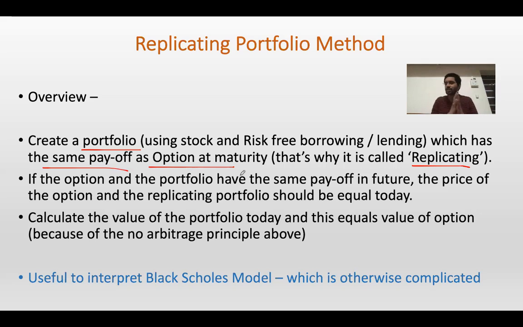Okay, again, just to summarize, we're going to create a replicating portfolio, which means that portfolio is going to replicate the payoff of the call option, which means if the share price is 55, this portfolio, like the call option, is going to have a payoff of $7. If the share price at maturity is equal to 45, the replicating portfolio that we create, like the call option, is going to have $0 as a payoff.